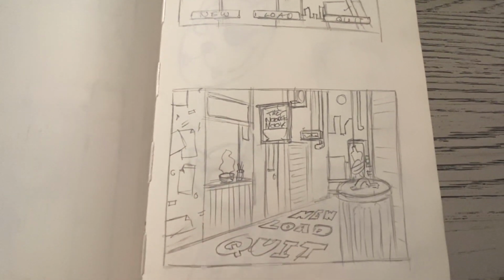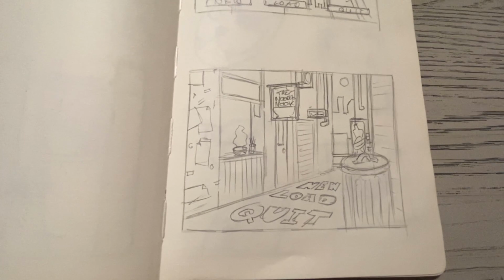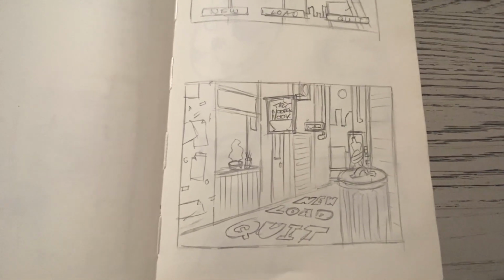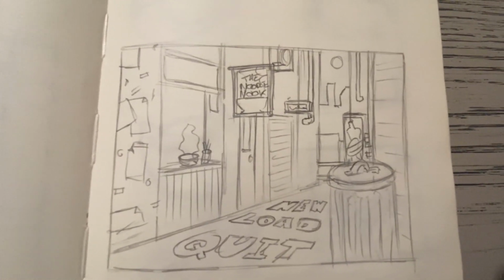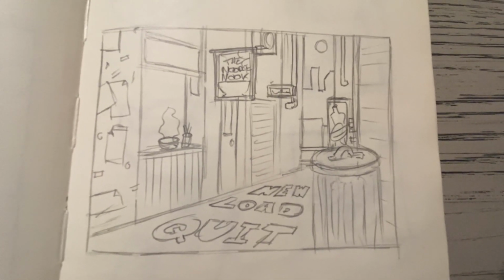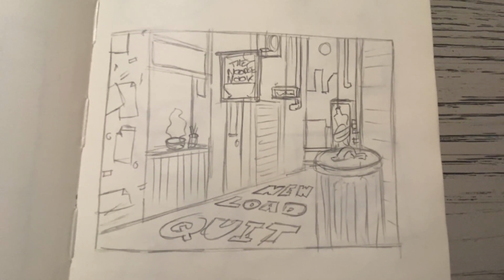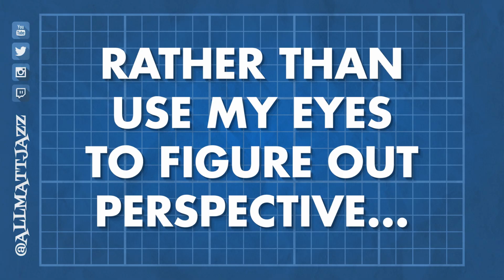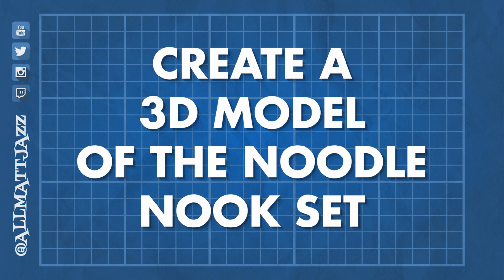I then settled upon this sketch here. The original idea was to have the menu buttons themselves cast as shadows on the floor, which I thought was a nice idea. I had things like a vending machine, trash cans, signs, air ducts and vents. And rather than use my eyes to make the perspective of this work, like I did with the previous background, I thought why not actually make this in 3D?